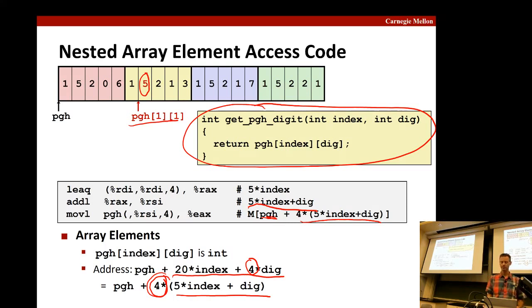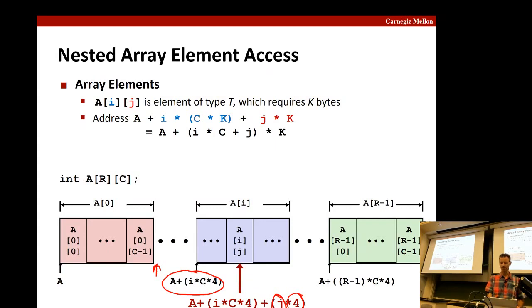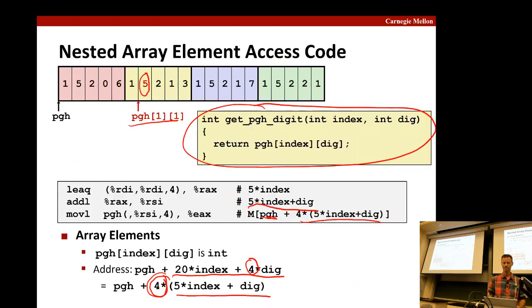It's just a refactoring of this equation, right, where you pull the 4 out, and say this is equal to A plus 4 times I times C plus J. And again, this 4 comes from int. If this wasn't an array of ints, if it was an array of something else, it would be the size of that item. Any questions on that?